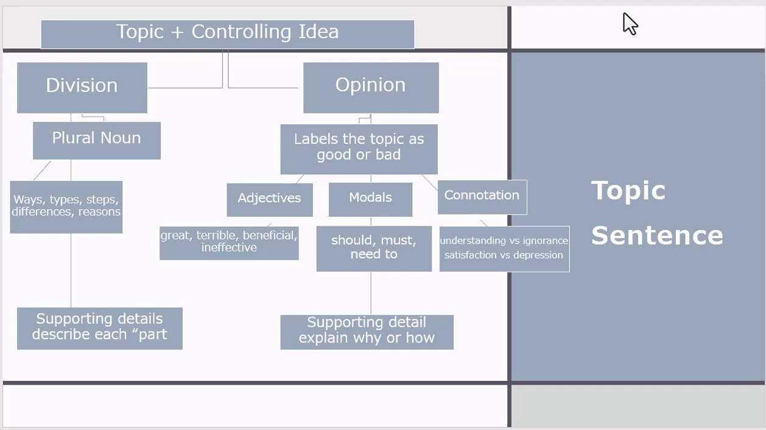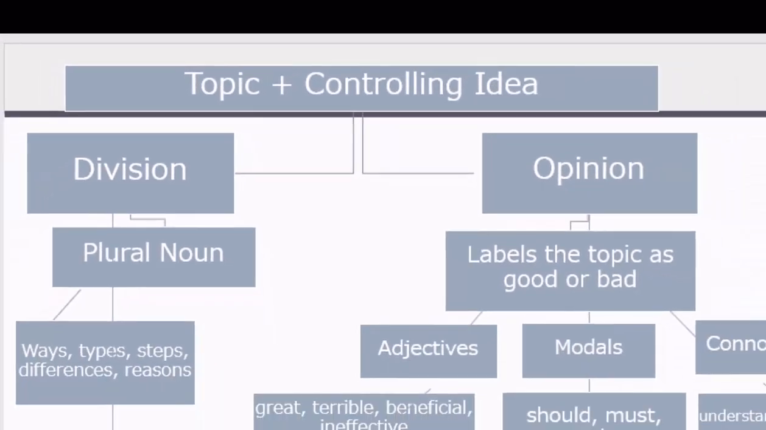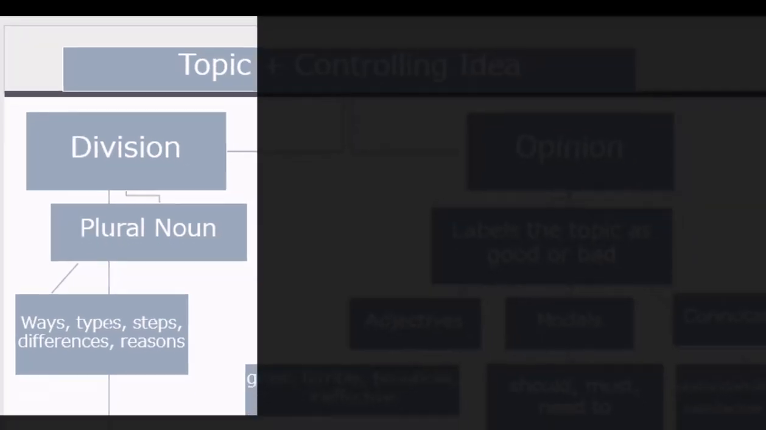You're going to see the majority of the topic sentences fall into one of these 2 categories of division or opinion, but not all of them do. So the topic and the controlling idea are the key parts for a topic sentence. The topic is usually a noun phrase. It should be pretty easy to identify. Then the controlling idea. This is the key. The controlling idea is the most important thing to look for when identifying the main idea sentence. Now, there are 2 types of controlling idea, division and opinion. Let's take a look at division first.